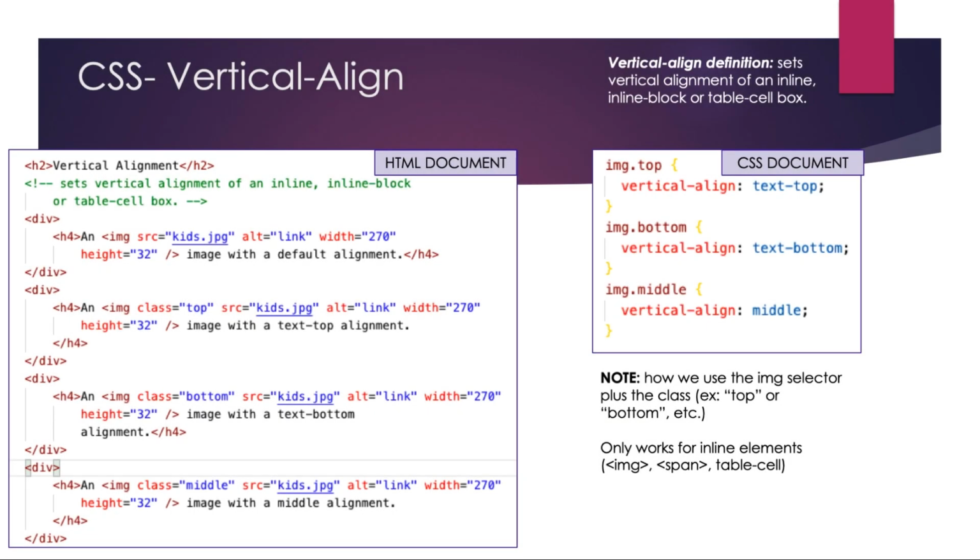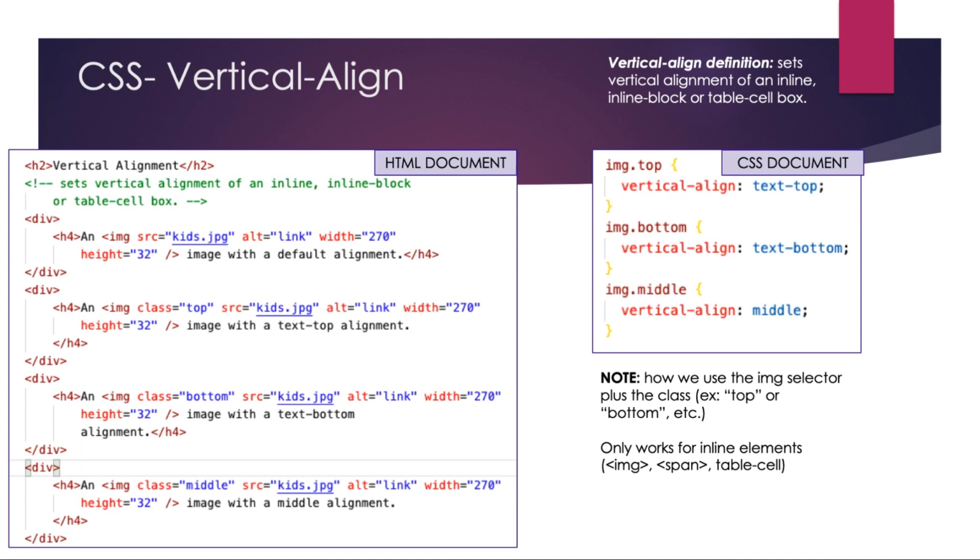Okay, and now we have vertical align. And this definition says that it only works for inline block, or table cell boxes. So not block. If you try this with a paragraph tag, it won't work. So on the left-hand side where I have my HTML, I have text that wraps around an image in every case. And in terms of our 3 rules in the CSS document on the right, I have the image set to top, bottom, and middle. So text top, text bottom, and middle for our vertical align property.